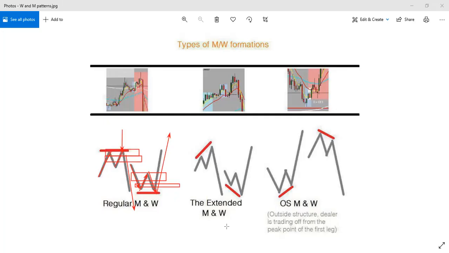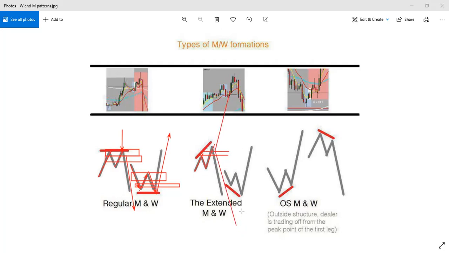But look at this asset structure. Asset structure has to be something like this. Just like a regular M, but price traded above the high of the first leg. So it did a stop hunt. He took out those who placed stop loss on this high and activated those who placed buy stops to buy the market from here, and then took them to the downside.